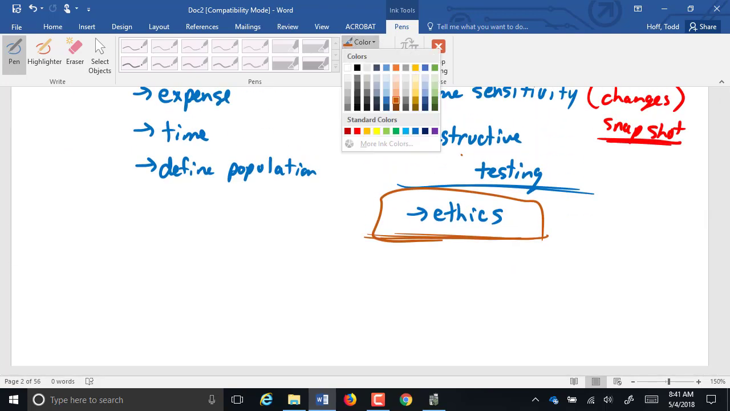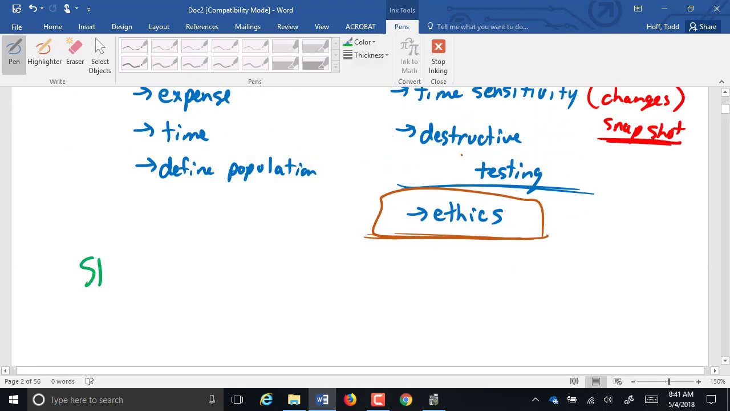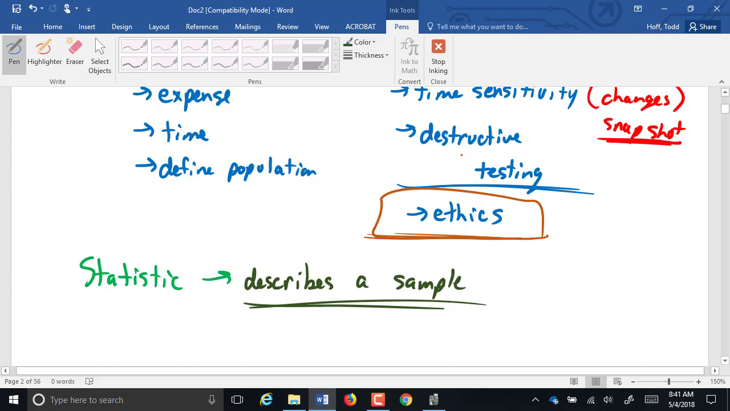The biggest thing about a sample, of course, a statistic is just like a parameter, but it describes a sample. So we might take a sample of voters, call them up, and we might have 59% of our sample said they were going to vote for candidate A. That's a statistic that describes our sample. After the election, we might find that 57% of the people voted for candidate A. That would be a parameter that describes the whole population that voted.